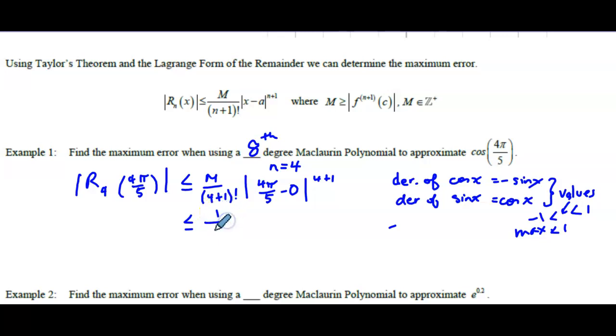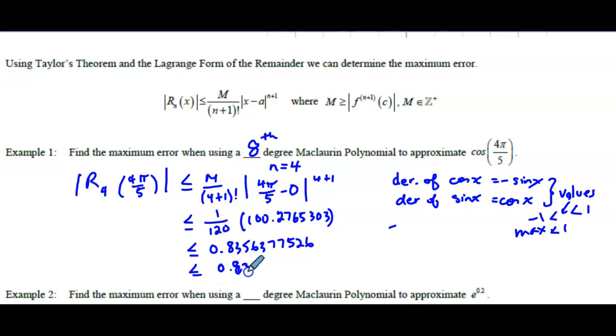So over here, 1 over 4 plus 1 is 5 factorial, so that's 120. And then you can convert to decimal form. Remember, you're allowed your calculator, so I'm just going to show a bunch of decimal places here. I evaluated that. Again, you can pause this while you enter it in your calculator if you need to. And to 4 decimal places, 0.8356. So that's the maximum error, 0.8356.